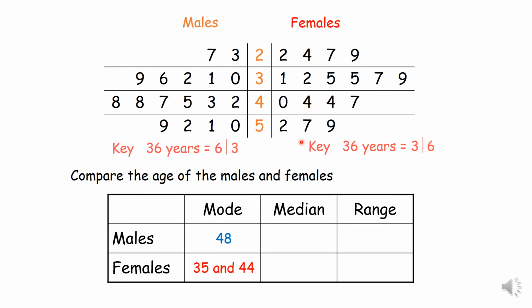So 35 and 44. Median, again, you put them in order as you usually do, and then you cross one from each end, and you will end up with 43 for male for this section and 37 for this section. And for the range, remember, is your biggest data, take away your smallest data. So for the male, it would be 59, take away 23, which gives you 36. And for the female section, it would be 59, take away 22, which is 37.